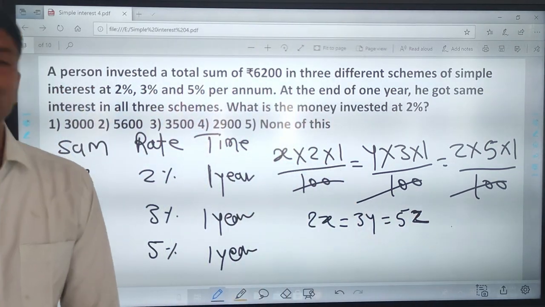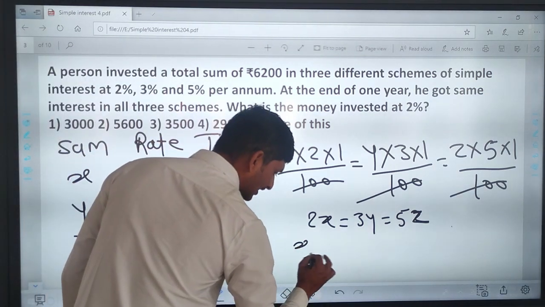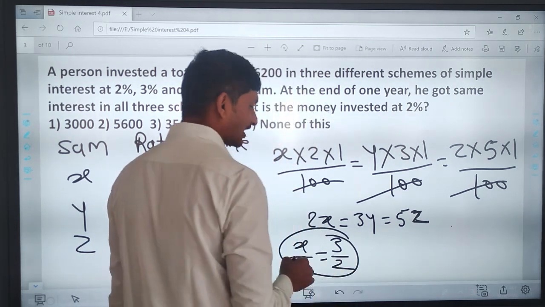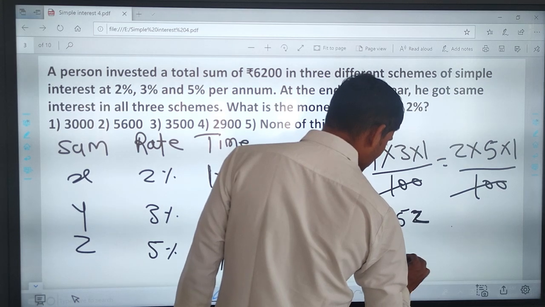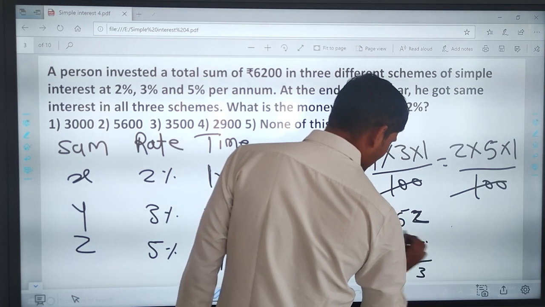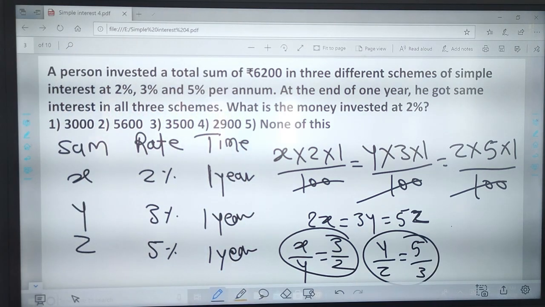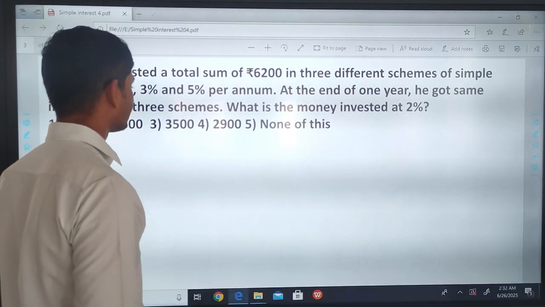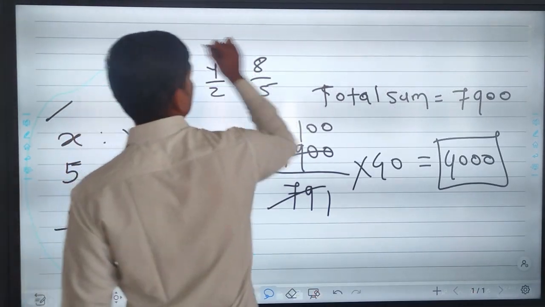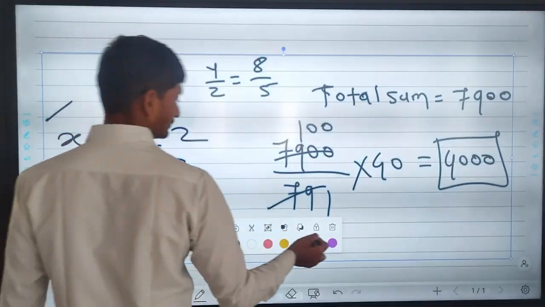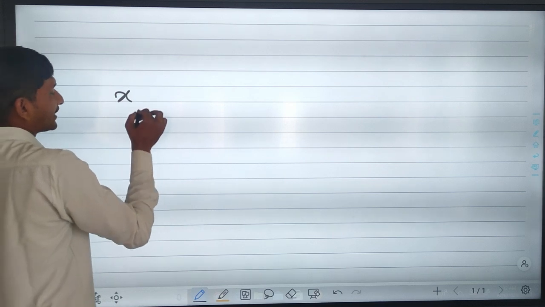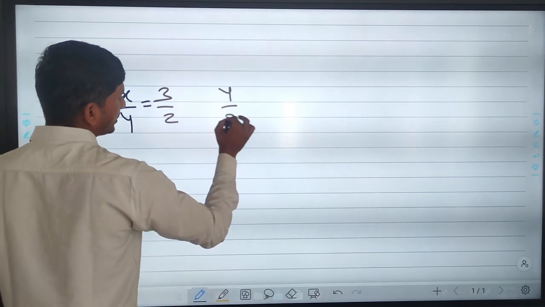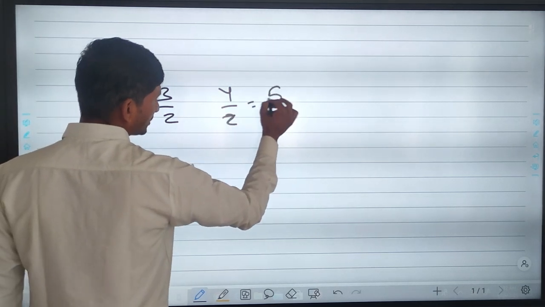Now we find the ratio of x to y. The ratio of x to y is 3 to 2. Y to z is equal to 5 to 3. Now here we find x to y to z: 3 to 2, and 5 to 3.